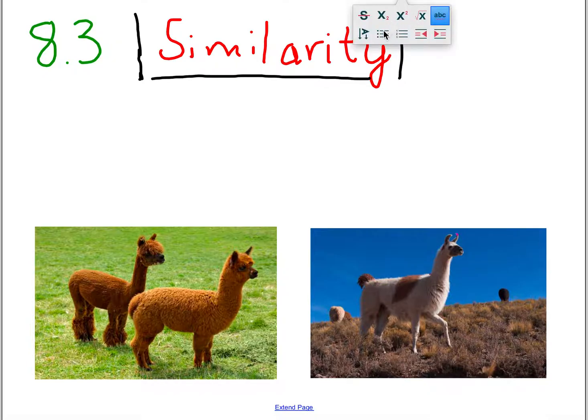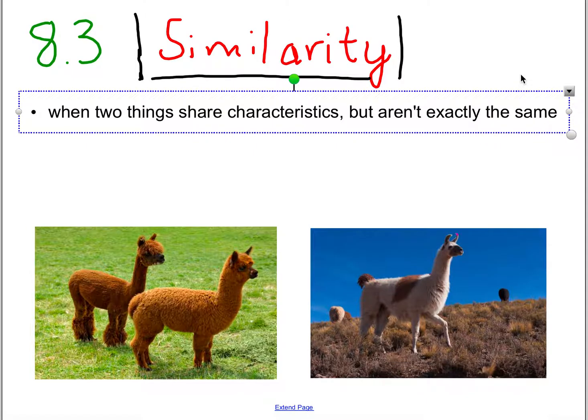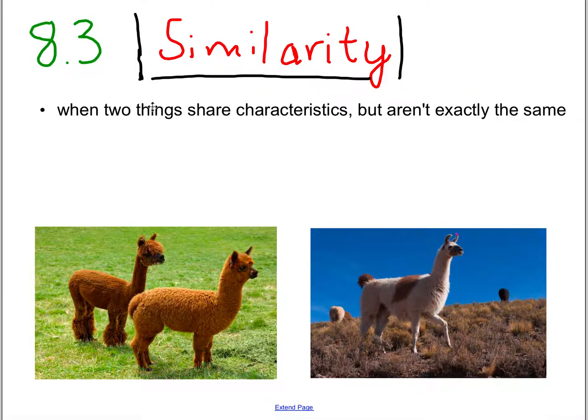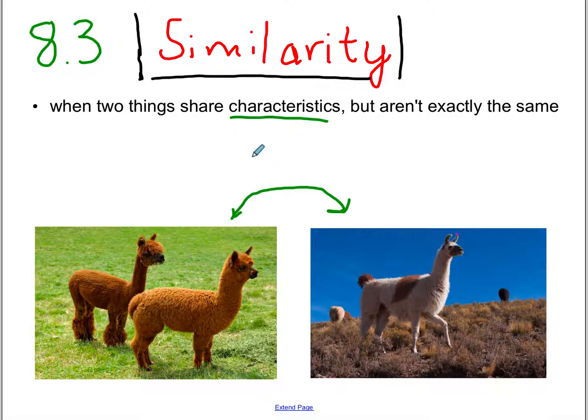What y'all define similarity as is basically when two things share characteristics but aren't exactly the same, right? Two things can have some of the same characteristics, but they're not necessarily exactly the same. So take these two pictures, for example. Can you tell which of these is an alpaca and which of these is a llama? Alpacas and llamas share a lot of the same characteristics, but aren't exactly the same. We would say they are similar, right?